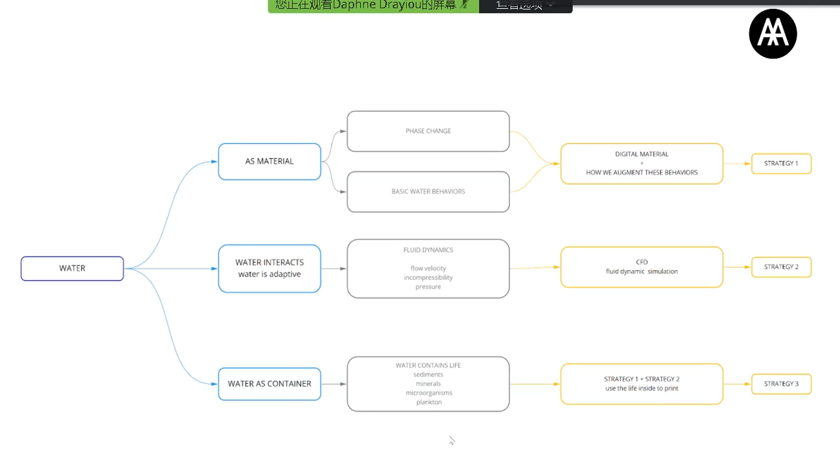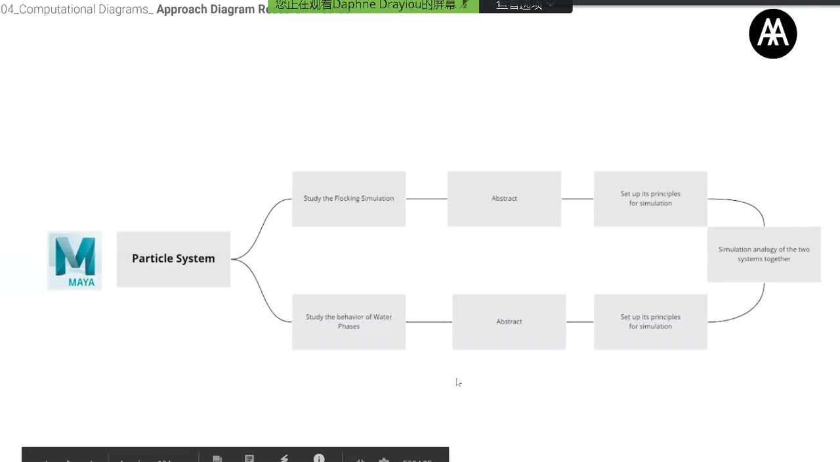And as a third strategy, we could address water as a container. Because water also contains, we could say that water contains other things like sediments, minerals, microorganisms, plankton. So we could combine these two strategies and use somehow this, like salt or sediments, to print as a life to be printed. I don't know.